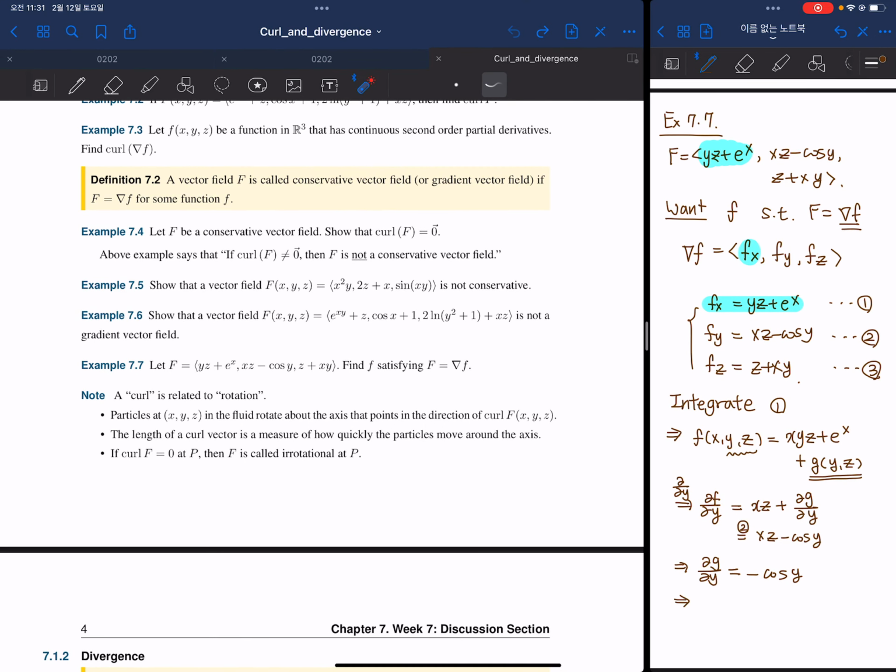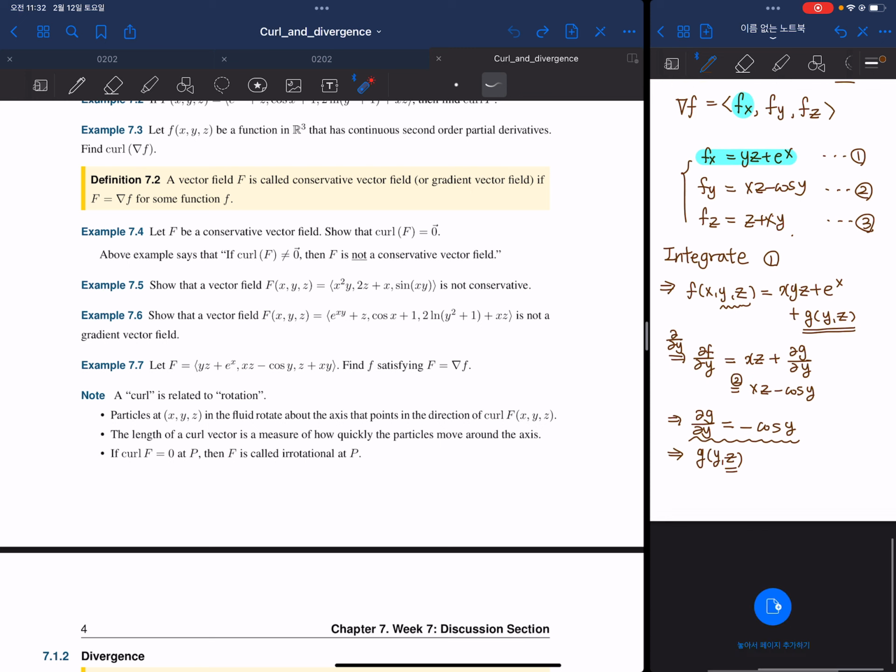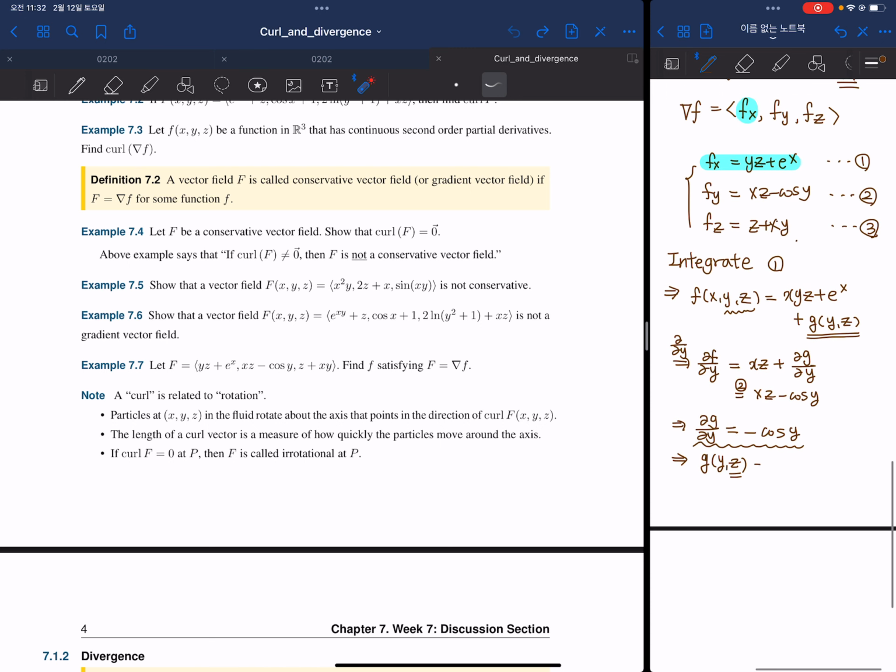and we just take an integration here. Then g was a function of y comma z, so we just integrate this one with respect to y, so that there is one more variable here. So after we integrate the right hand side, which gives sine y, we need to add another function of z instead of just a constant, because we have one more variable here.